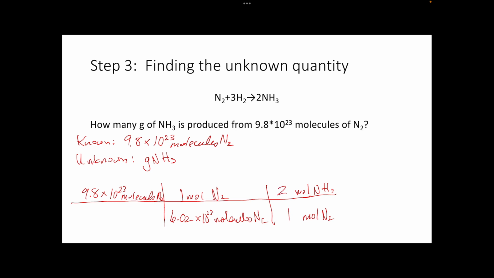Now we're asked for grams. So for 1 mole of NH3, we have to determine how many grams we have. We'll have to look that up on the periodic table. So nitrogen is 14.01 plus 3.03. That ends up being 17.04. So calculating that times 2 divided by.